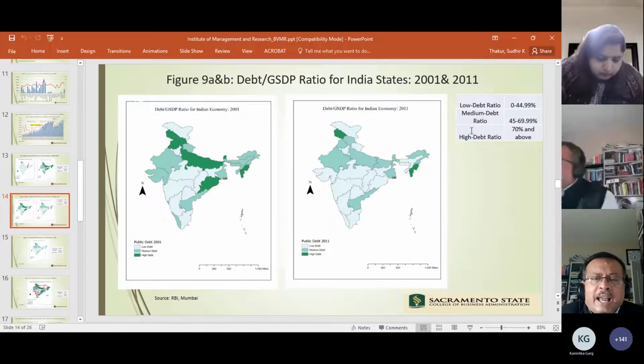By 2011, again, you see that the picture has changed a little bit. There is medium debt around these northern states and in the northeast, high debt in Kashmir and parts of the northeast, and the states with the least debts are expanding. So you've got Gujarat, Maharashtra, Karnataka, Tamil Nadu. These are the states that have the least debts, less than 50%, less than 44.99%.